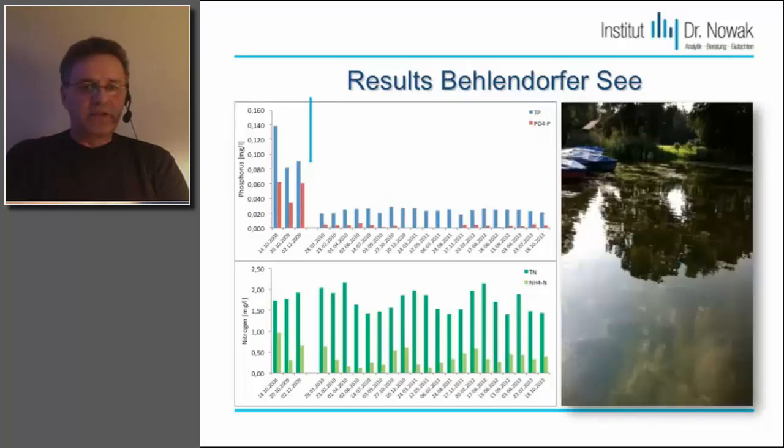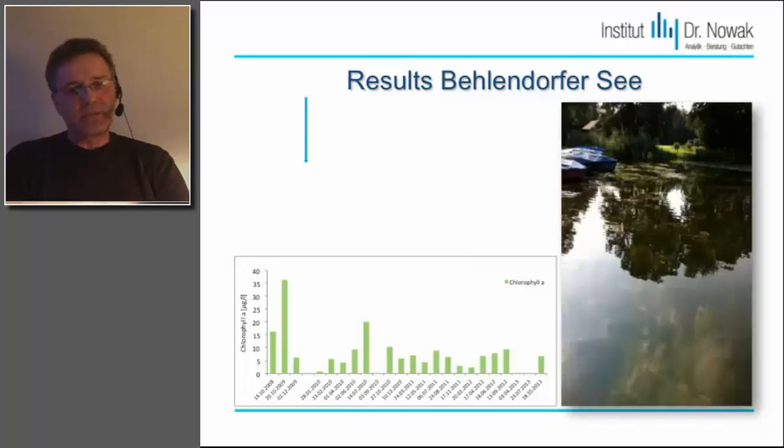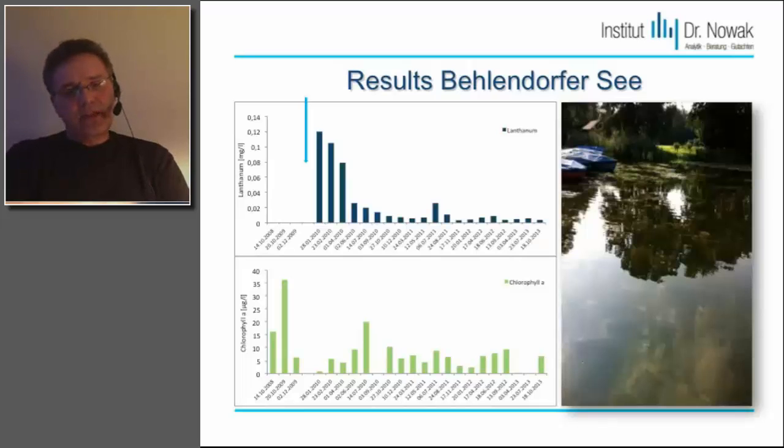But because of the better transparency in the water body, we have good macrophyte growth, and the better transparency is a result of the chlorophyll reduction. That means we have smaller phytoplankton biomass in the water body. And the lanthanum concentration decreased bit by bit over the months till it is now lower than 10 micrograms.